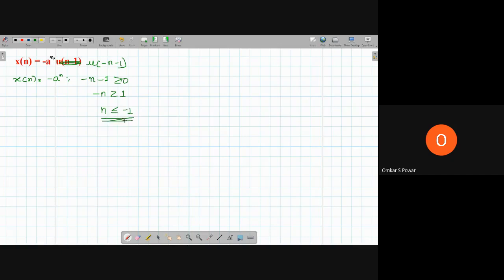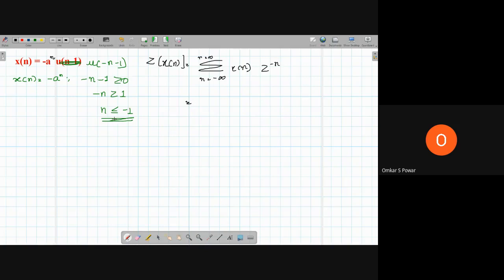So now let us substitute in the formula and let us solve. The z transform of x of n is equal to summation n varies from minus infinity to infinity of x of n z power minus n.